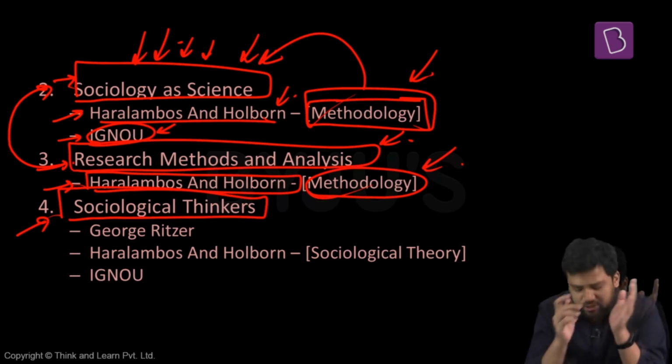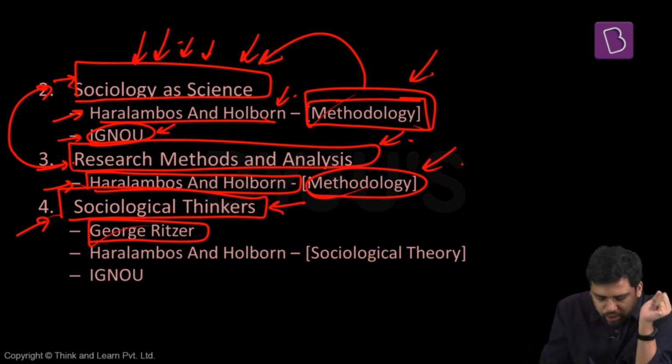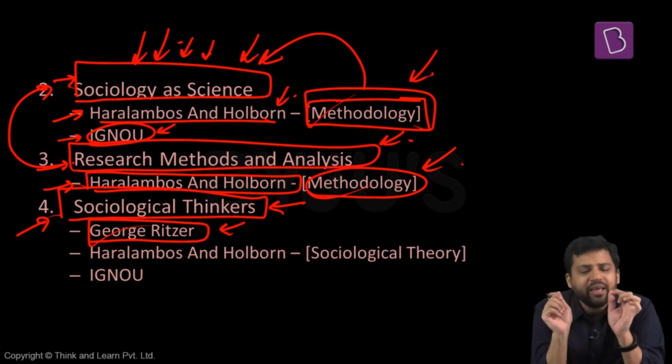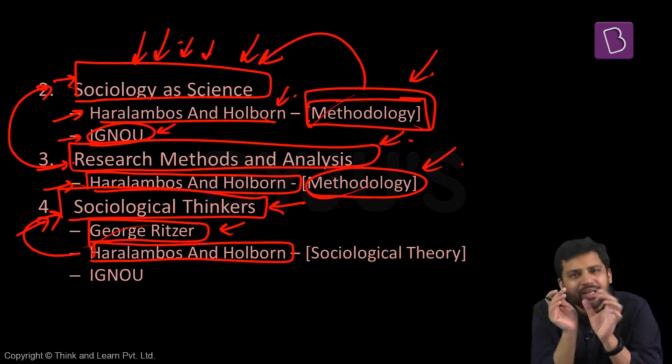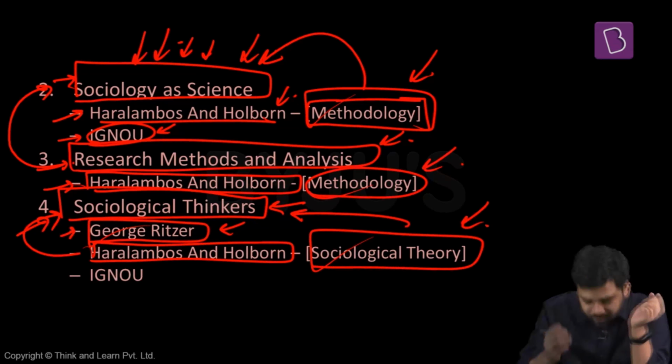The next chapter is sociological thinkers, one of the most predominant parts of our syllabus. For sociological thinkers, we'll be referring to another book, the book by George Ritzer. So this is going to be our fundamental resource. But one thing here, Haralambos and Holborn also covers this. There is a chapter, sociological theory, in Haralambos and Holborn. It also talks about thinkers. So first refer to Ritzer, then you can refer to Haralambos and Holborn.